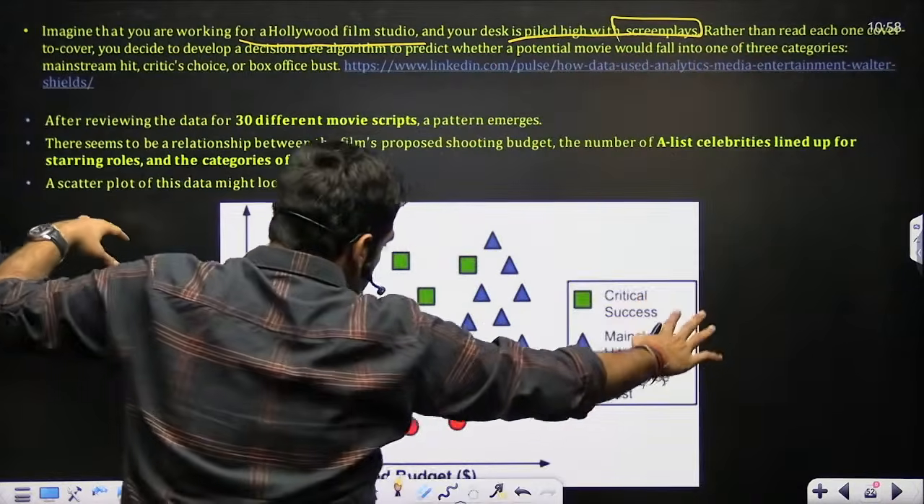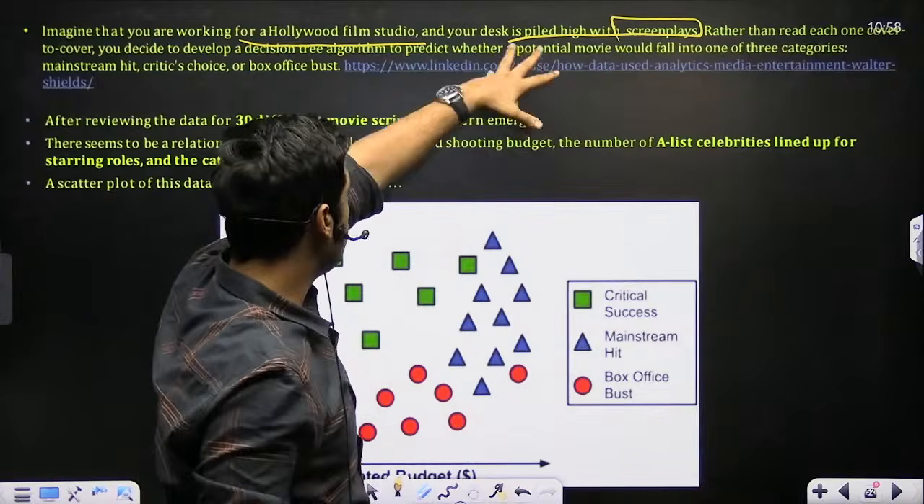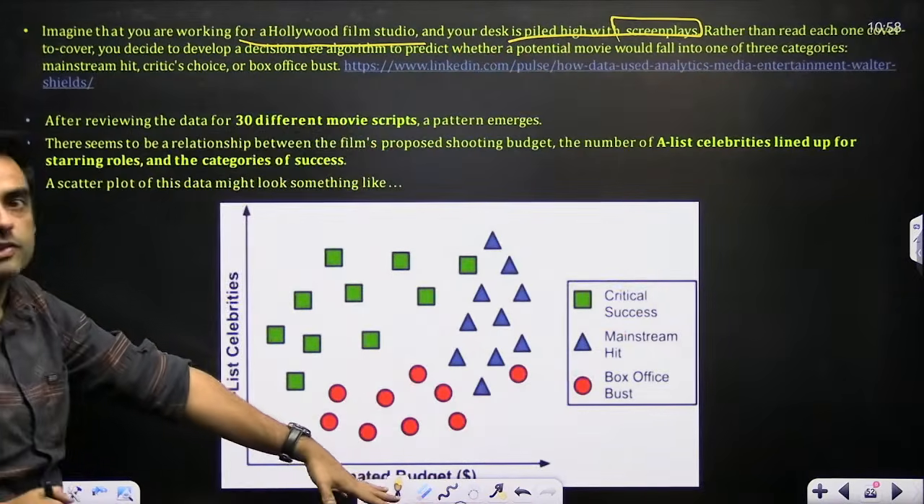That means you have a lot of movies. You are working with a Hollywood film studio and you have a number of movies.